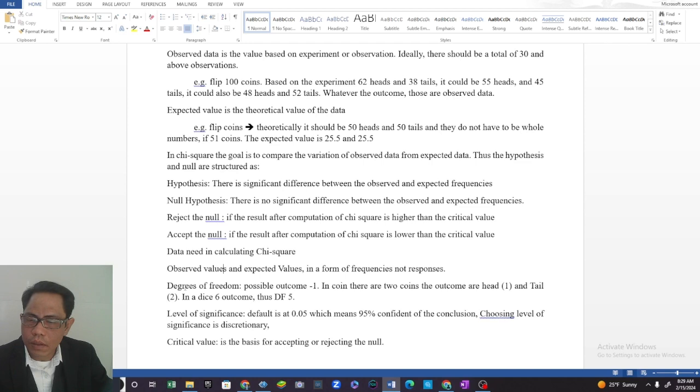So degrees of freedom is possible outcomes minus 1. In a coin, there are two outcomes, that's one head and one tail. In a dice, you have six. Thus, your degrees of freedom is five, since you have possible outcomes minus one. So for a coin, you have one head and one tail, that's two minus one. And in a dice it's six minus one. That's five.